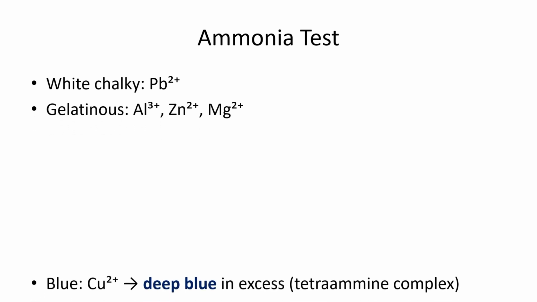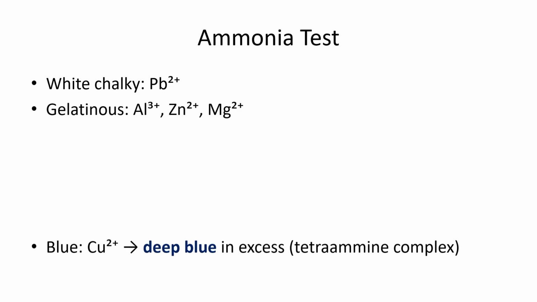Test 2 using aqueous ammonia. Add aqueous ammonia similarly. Watch the solubility and color of any precipitate. If a precipitate is formed, we have to state the color too. If white chalky, suggest Pb2+ ions are present. If gelatinous Al3+, Zn2+, Mg2+ ions are present. If blue, Cu2+ ions are present. If dirty green, Fe2+ ions are present. If brown, Fe3+ ions are present.